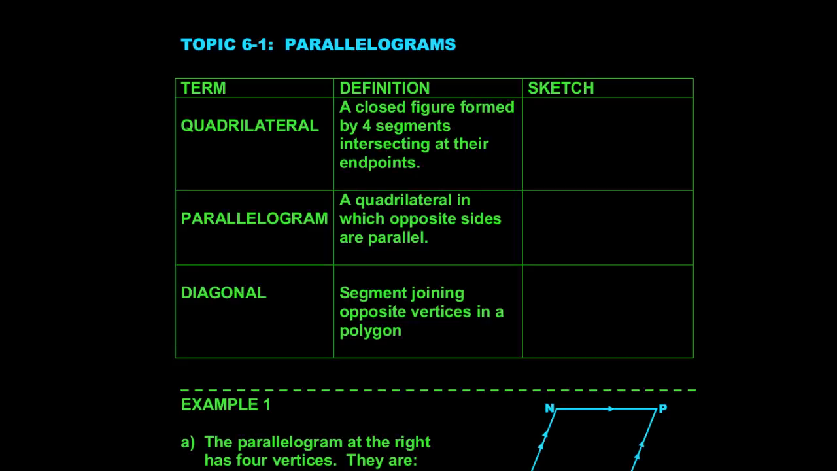Alright, so let's get to our notes. In the first portion of our notes, we have our terms and our definitions. It defines each term for us, and we're going to draw a sketch for it. Quadrilateral. Definition: a closed figure formed by four segments intersecting at their endpoints. Big key word here, endpoints. So, let's sketch a few figures of such.